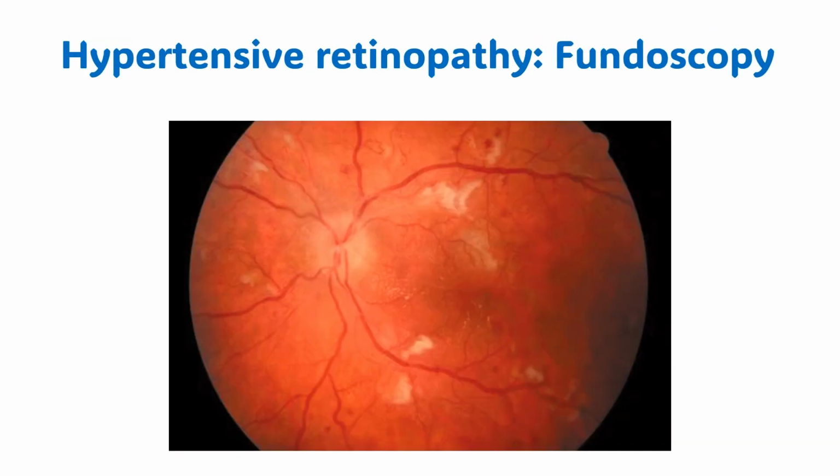Okay, so here we have a fundoscopic image in hypertensive retinopathy. And just particularly, I just want to mention in stage 3, you can have complications such as retinal detachment, vitreous hemorrhage, and also central retinal artery / vein occlusions. And they all have specific presentations which you may or may not be familiar with.